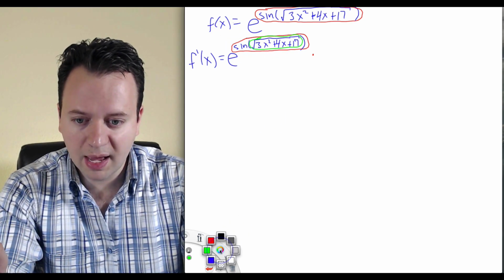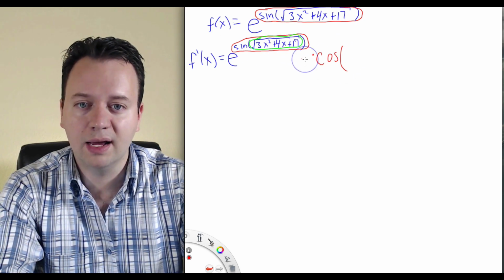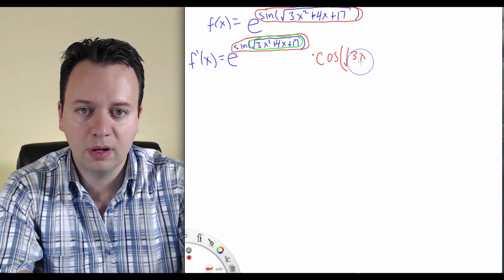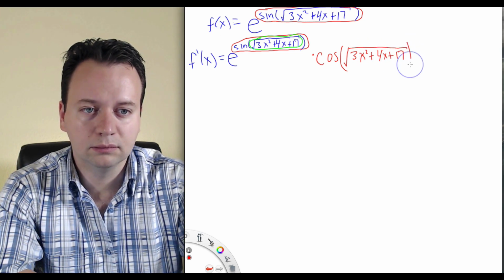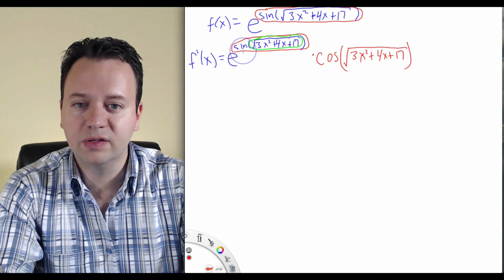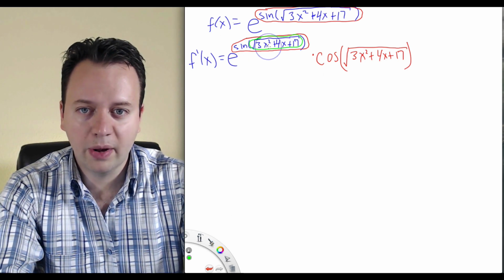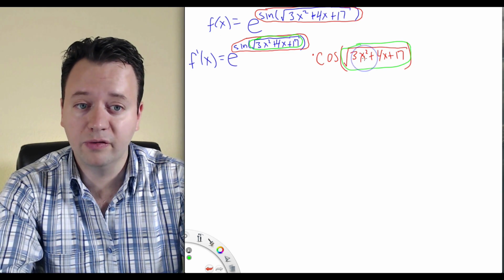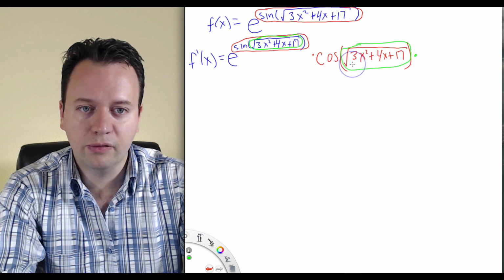Well, what's the derivative of sine of something? It's just going to be cosine of something, right? Derivative of sine is cosine of something, so it's just going to be the cosine of this something, 3x squared plus 4x plus 17. So the derivative of sine of something is cosine of something. Here we had sine of something, its derivative is cosine of something, and now we have to multiply by the derivative of that something. So we have to then multiply by the derivative of this guy.